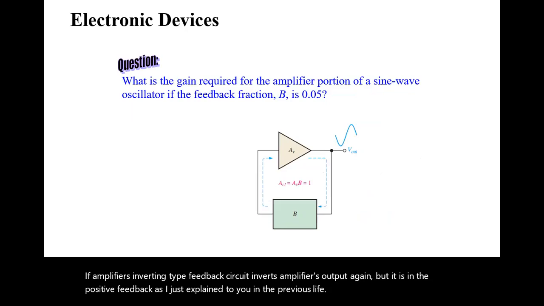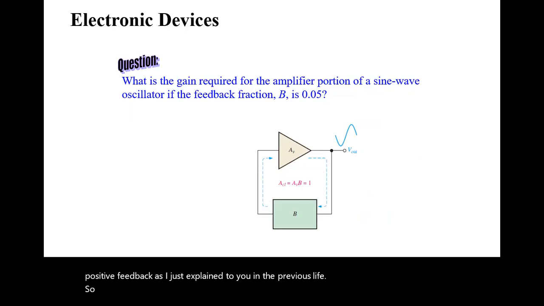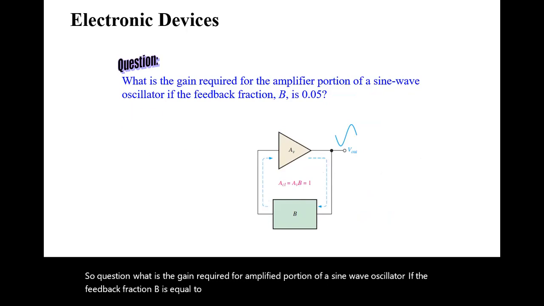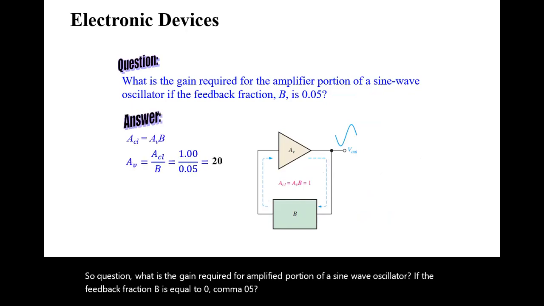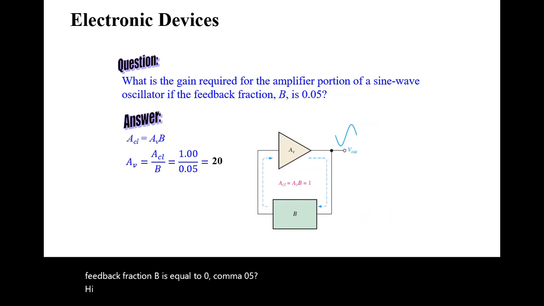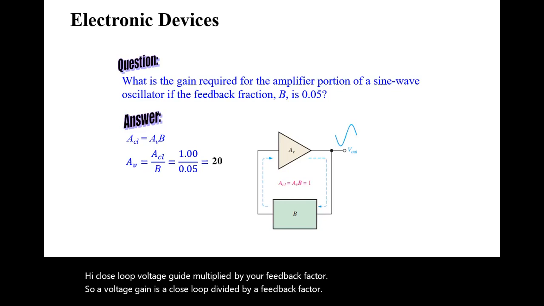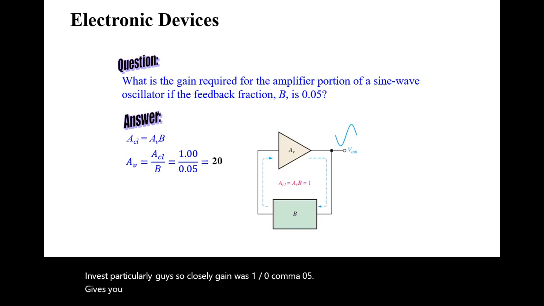So now a question: what is the gain required for the amplifier portion of a sine wave oscillator if the feedback fraction B is equal to 0.05? The closed loop gain, A, equals the voltage gain multiplied by the feedback factor. So the voltage gain A is the closed loop gain divided by the feedback factor. In this particular case, your closed loop gain was 1 divided by 0.05, which gives you an answer of 20.